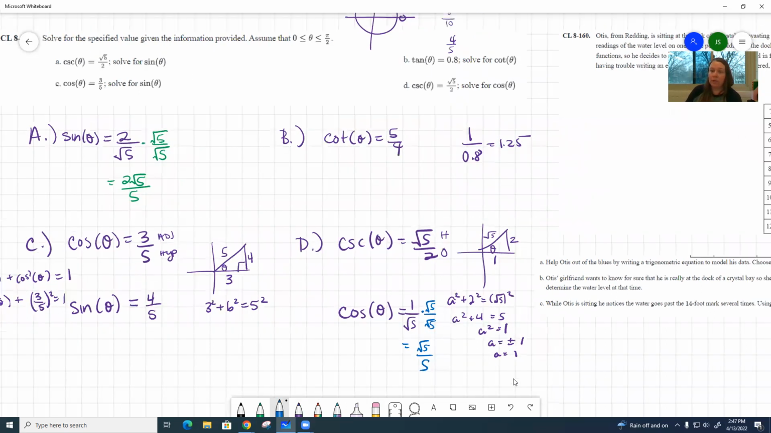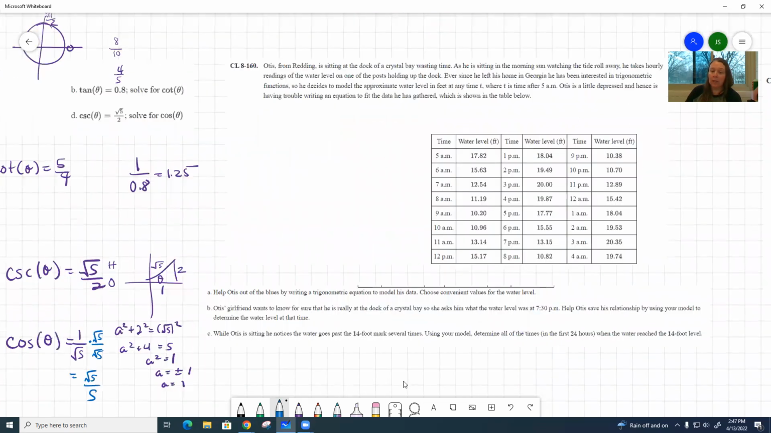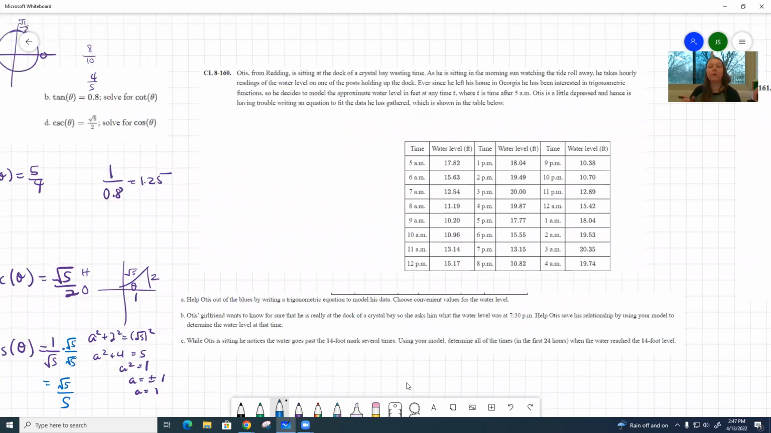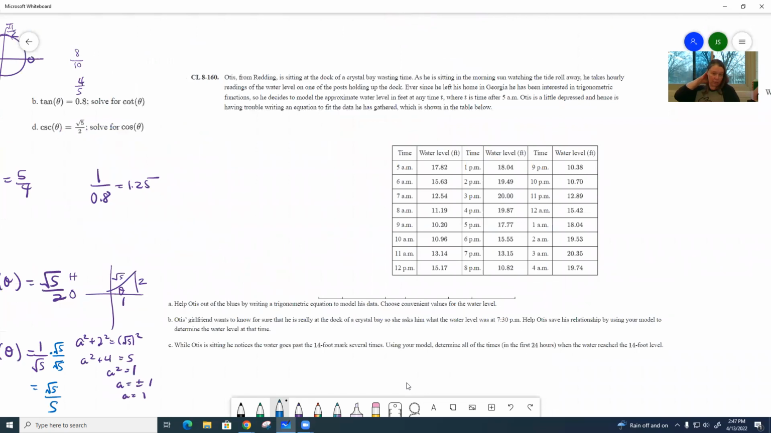All right, let's move on to 160. 160. Oh, you probably looked at this and were like, ugh. All right, so they give you all this data to represent the approximate water level in feet at any time where T is the time after 5 a.m.